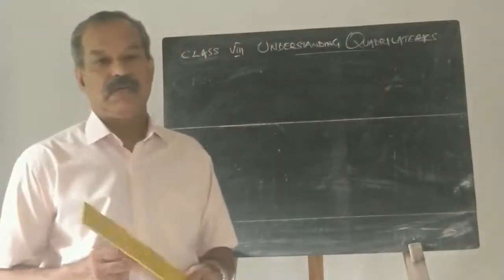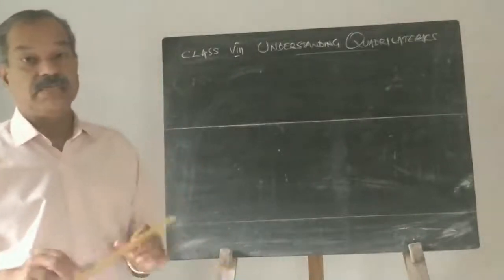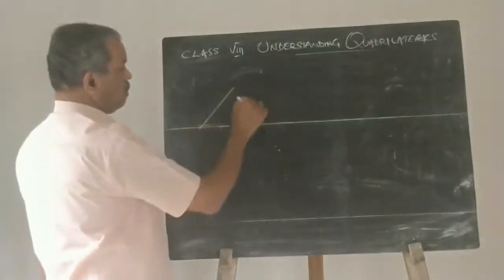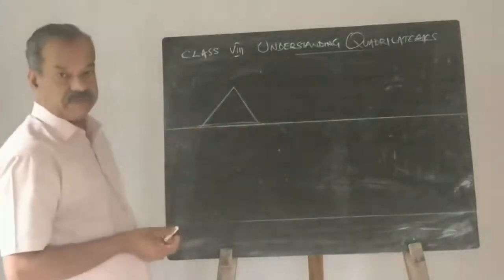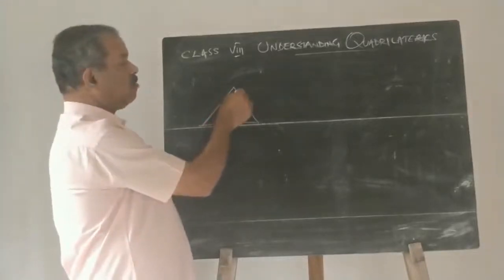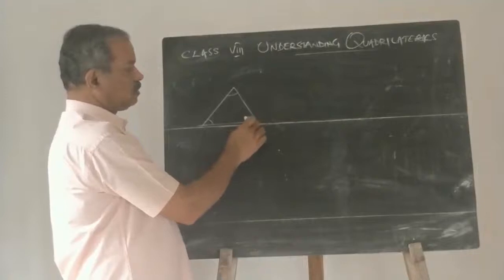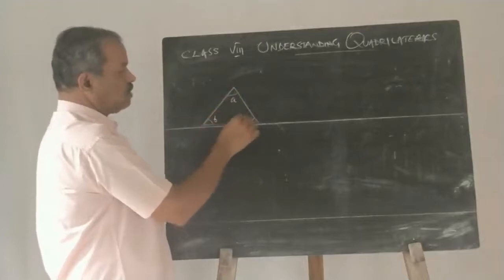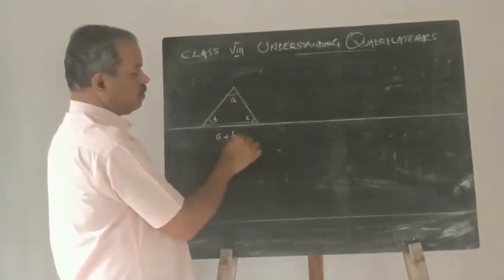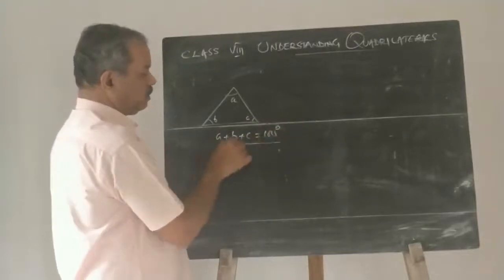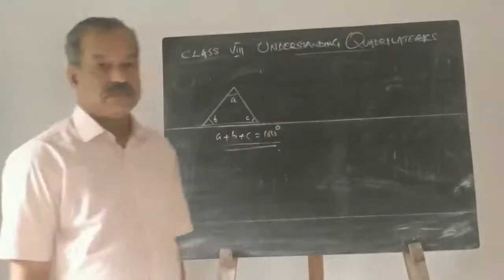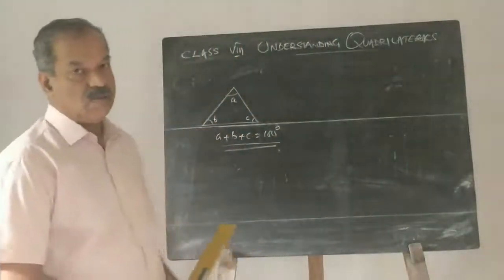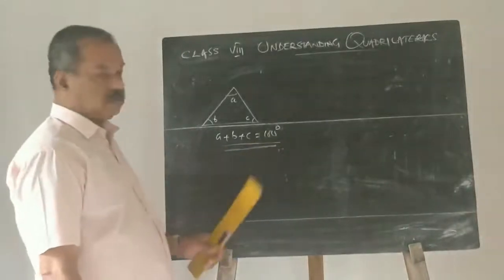What do you understand by the angle sum property of a triangle? Angle sum property of a triangle means the sum of the interior angles of a triangle is equal to 180. That is, if the measure of this angle is A, this B, this C, then A plus B plus C equal to 180 degrees. We can extend this result to find the angle sum property of a quadrilateral, a four-sided polygon.